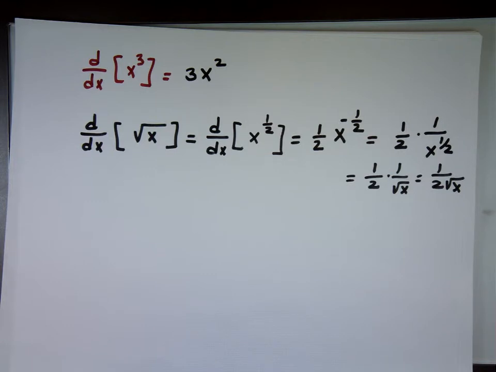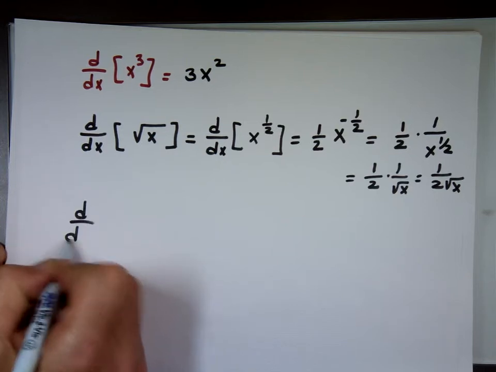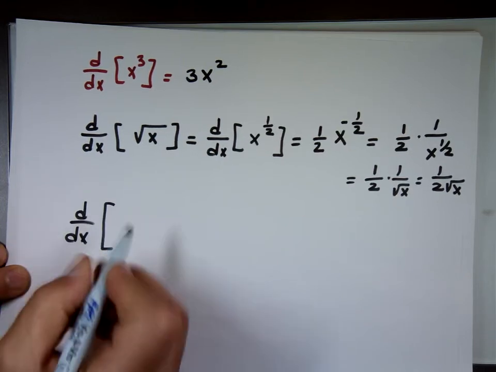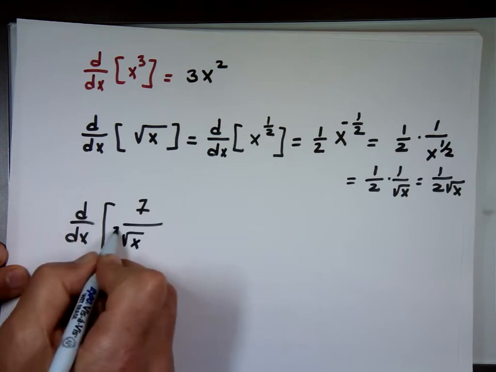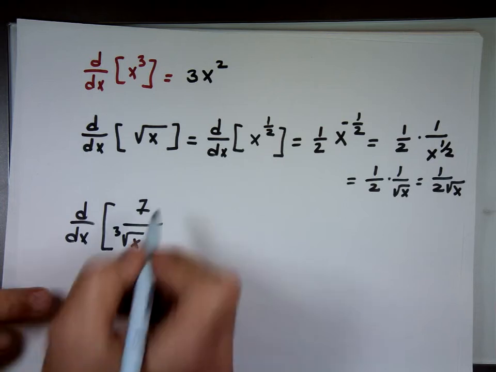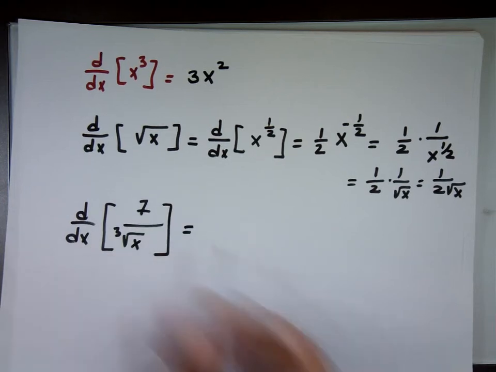What if it has 8 over radical x? You got to rationalize it. Actually, you can do the shortcut for that. Because if you had that problem, I'll change it. 7 over the cube root of x.